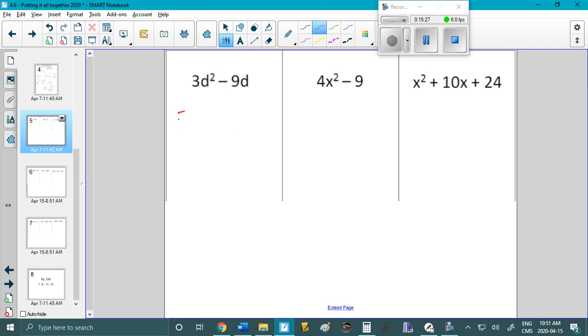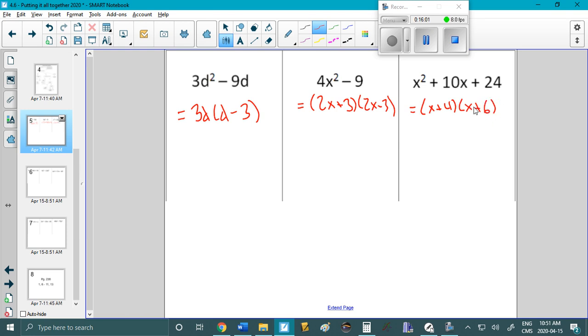Okay, hopefully you tried them. First one, we can common factor out a 3 and a d, and we're left with d minus 3. The next one, 2 terms subtracting, they're both perfect squares, 2x plus 3, 2x minus 3. The third one, it's a simple trinomial, so we need 2 numbers that multiply to 24 and add to 10. So 1 and 24, no. 2 and 12, no, because they're all positive. 3 and 8, no. 4 and 6, so x plus 4, x plus 6.